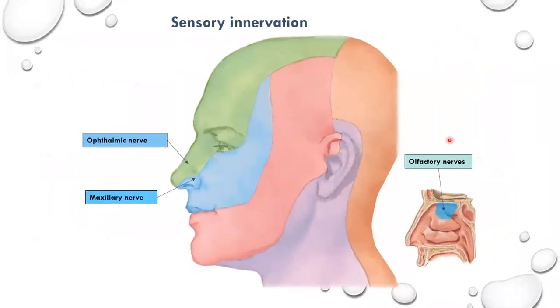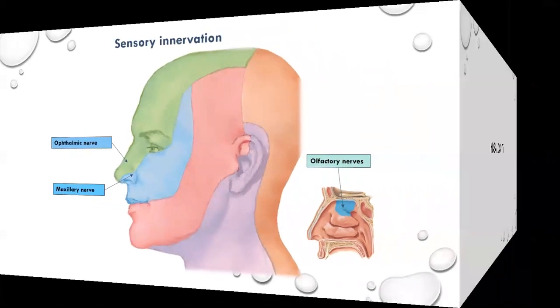All right, the sensory innervation of the external nose consists of three nerves. The ophthalmic nerve is for the dorsum, and the maxillary nerve is for the alar region, while the internal part, the nasal cavity, is by the olfactory nerves. So the nose has three sensory innervations: olfactory nerves for the inner nasal cavity, and ophthalmic and maxillary nerves for the external nose.